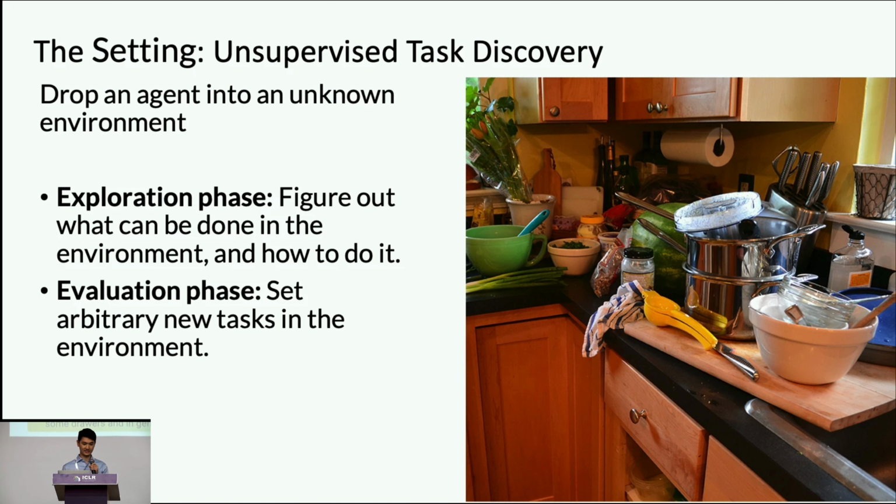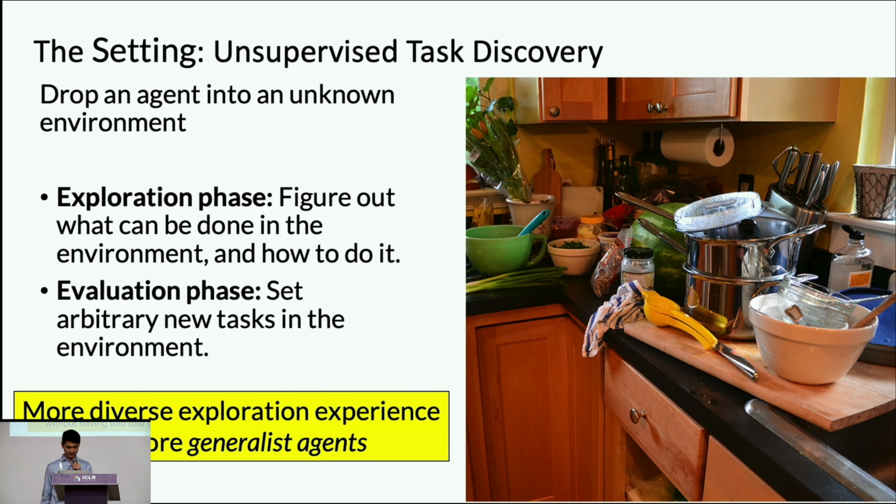And then the next day, I can just ask the robot to clean up the kitchen counter without having told it that in the exploration phase explicitly. So it's quite clear that the more diverse experience gathered in the exploration phase, this enables the agent to learn a wider variety of tasks off that diverse data, and in turn, you get a more generalist agent.